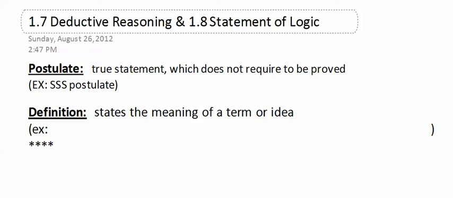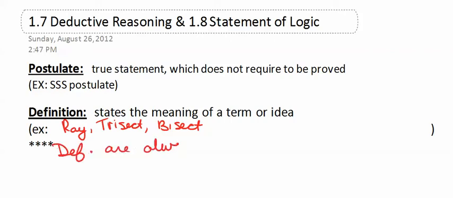The second definition is definition. This states the meaning of a term or idea. Some definitions that we've already seen so far have been ray, what it means to trisect or bisect. One important thing to know about a definition is that definitions are always reversible.